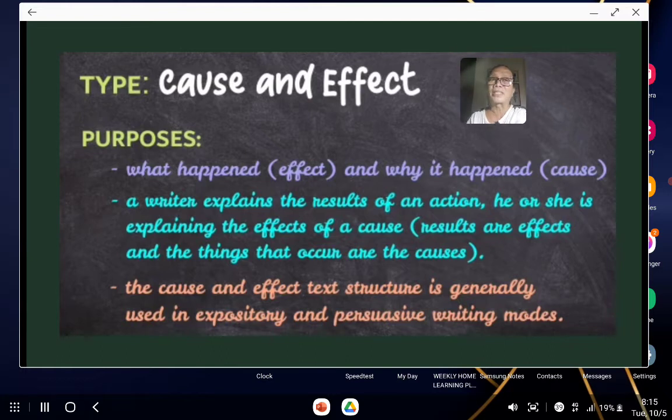Now let's come to cause and effect. The purposes are to show what happened, or the effect, and why it happened, or the cause. A writer explains the results of an action. He or she is explaining the effects of a cause. The results are effects, and the things that can occur are the causes. The cause and effect text structure is generally used in expository and persuasive writing modes.